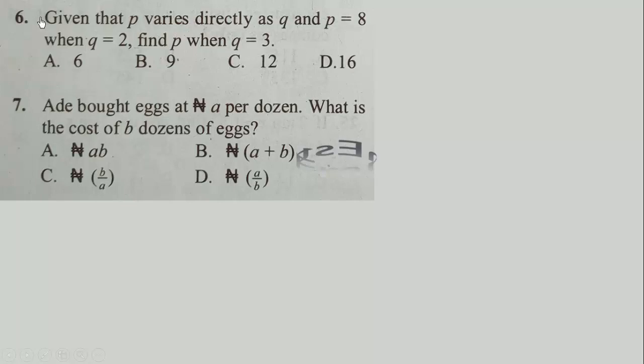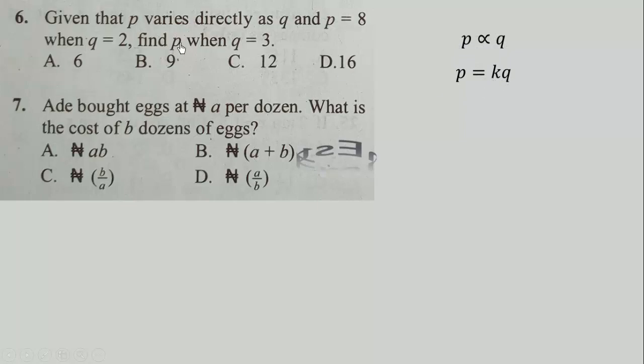Question number 6. Given that P varies directly as Q and P equals 8 when Q equals 2, find P when Q equals 3. So this is how we go about it. P varies directly as Q. This is how we write it, or P is directly proportional to Q. Then we introduce the constant of proportionality to get P is equal to K times Q.